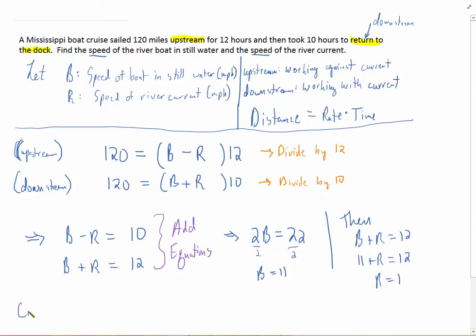So our conclusion: the speed of the boat in still water is 11 miles per hour. The river current is 1 mile per hour.